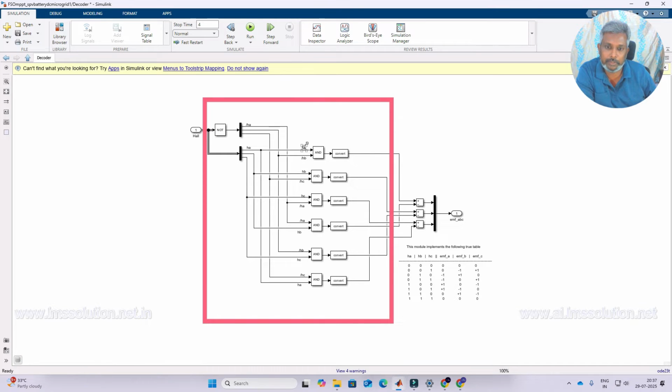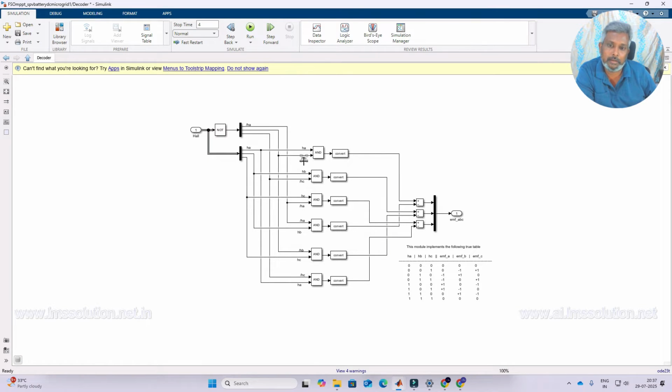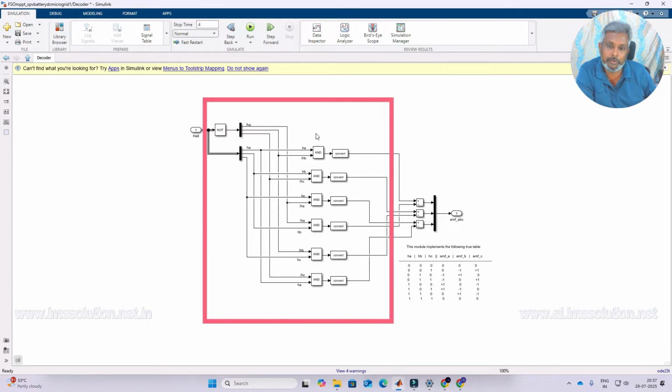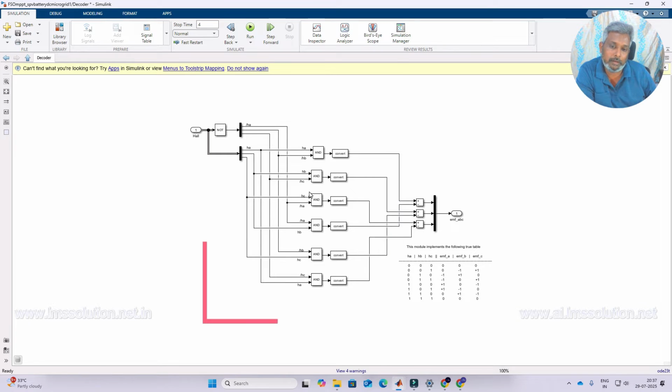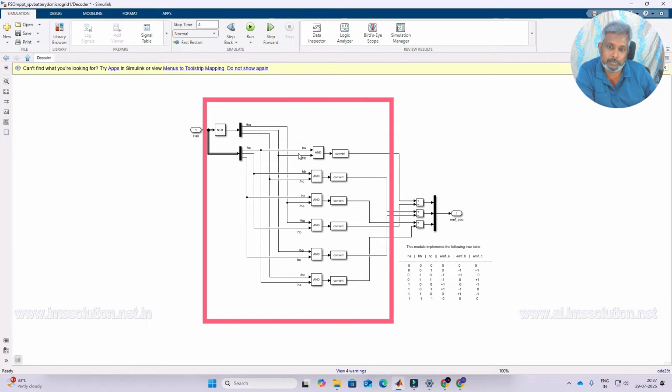You take Hall sensor A and the complement of Hall sensor B, and do an AND operation. Also you take Hall sensor B and the complement of Hall sensor C, and take the AND operation. Then you take Hall sensor C and the complement of Hall sensor A, and take the AND operation. Then you take the reverse, here you take the opposite operation. Finally you subtract both, plus and minus, and then you will get the back EMF.